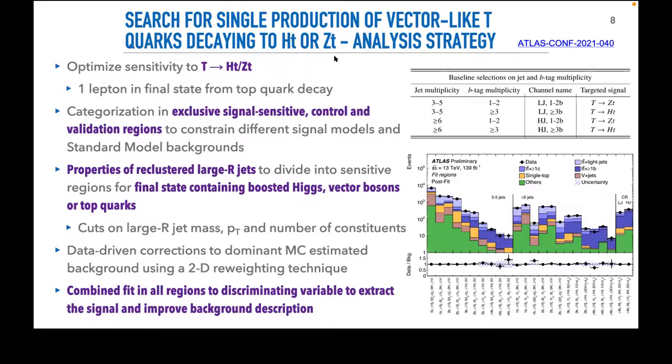To Ht or Zt. This search selects one lepton in the final state, which is expected to come from the top quark decay. Again, the search categorizes the phase space in exclusive signal sensitive, control and validation regions to constrain different signal models and standard model backgrounds. They also define specific regions sensitive to each of the decays to Ht or Zt. They use the properties of the reclustered larger jet to be sensitive to final states containing boosted Higgs, vector boson, or top quarks. They use a cut-based approach, with cuts on the larger jet mass, pT or number of constituents.